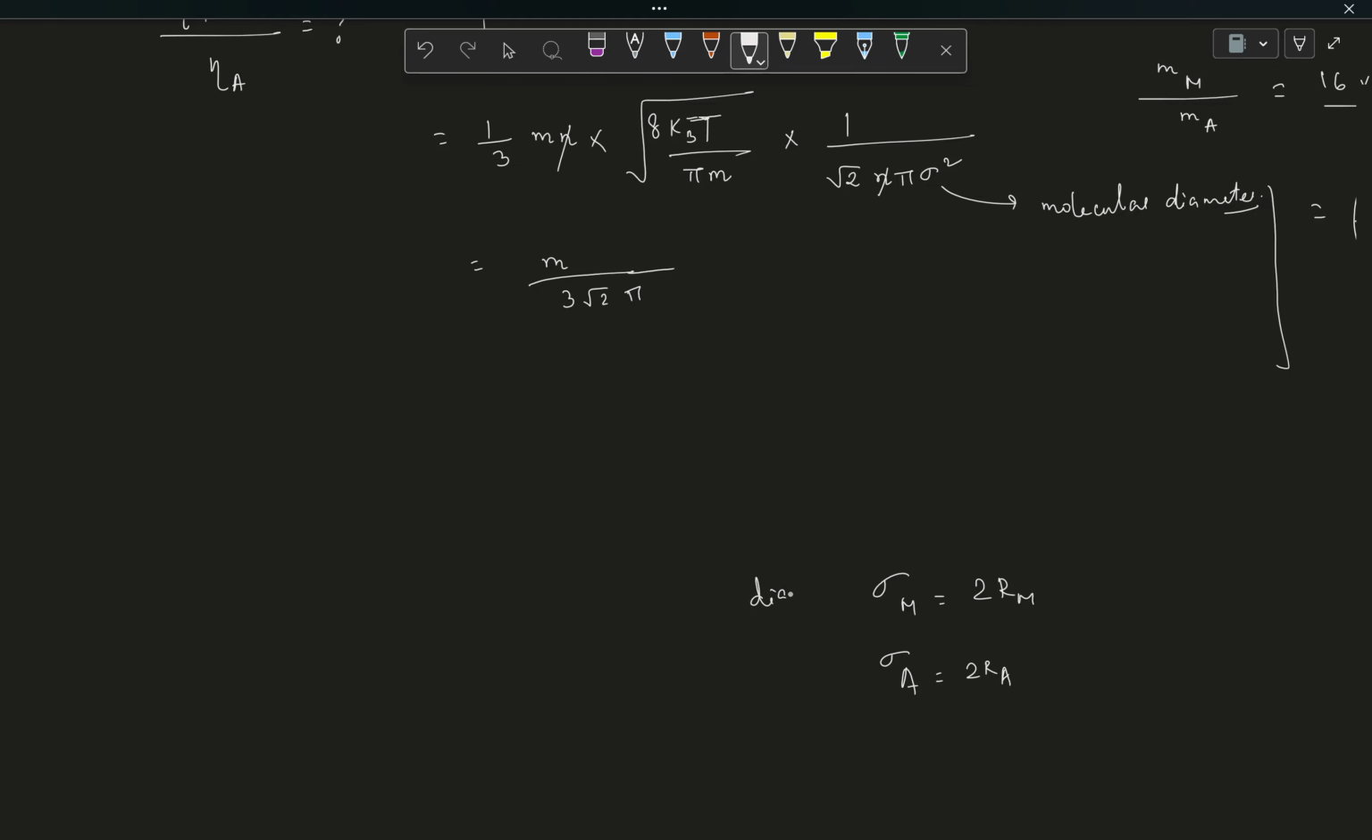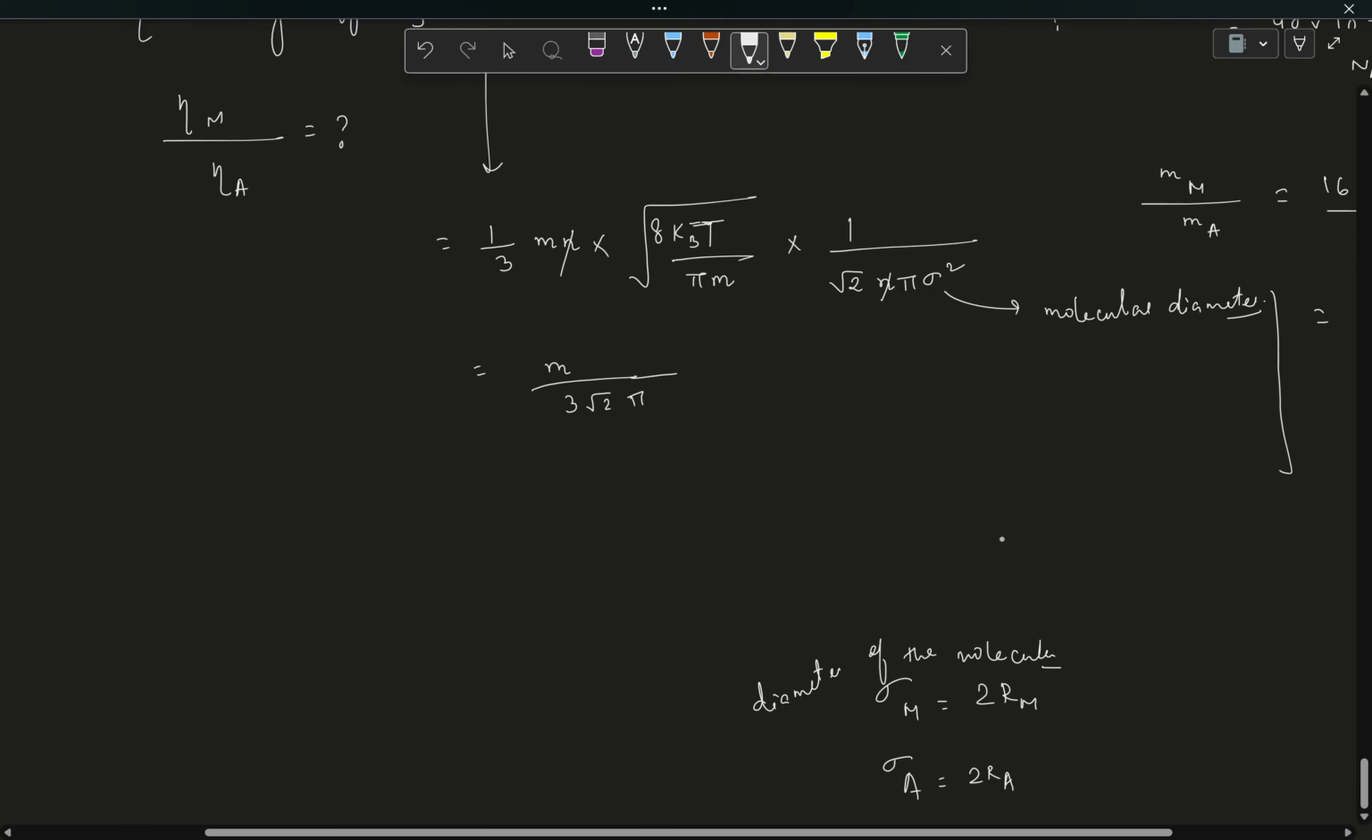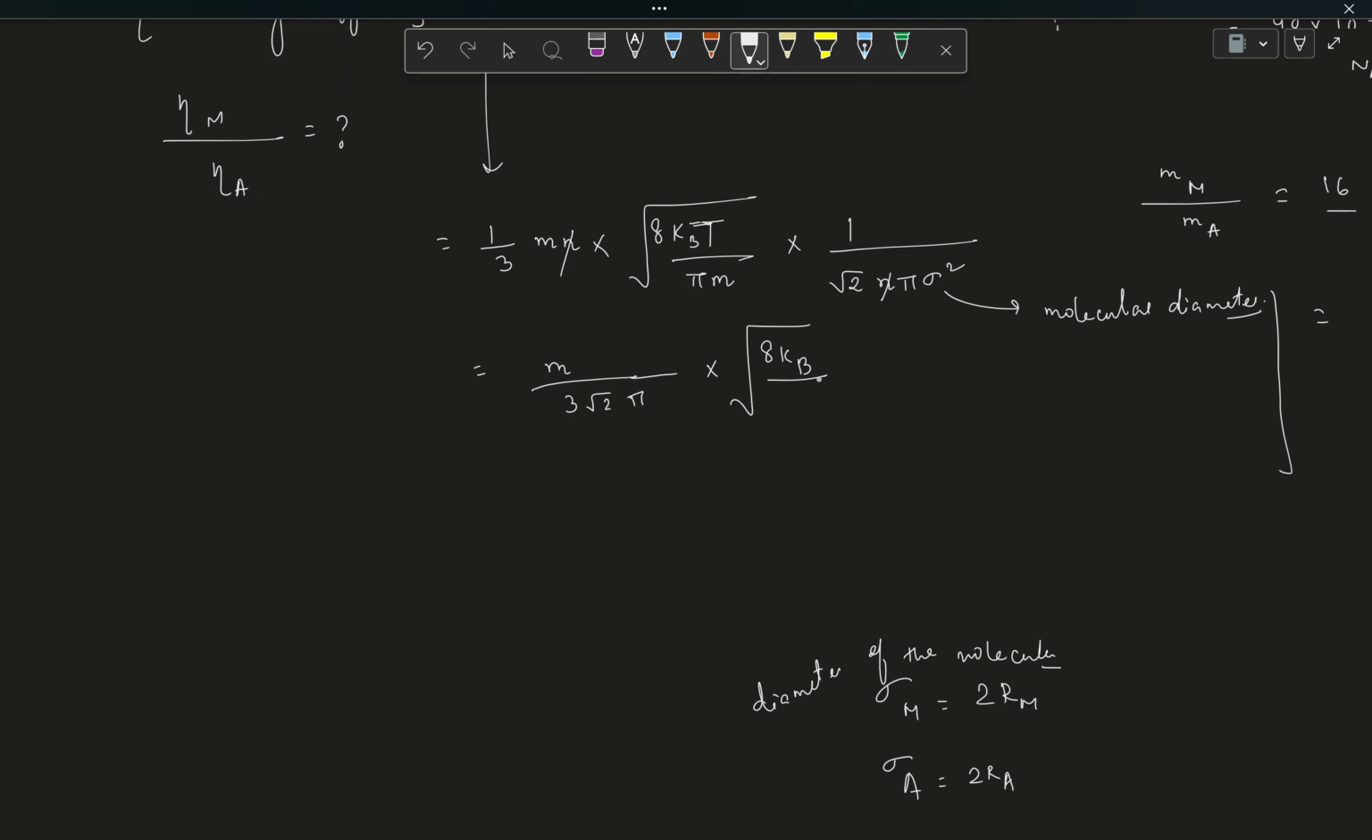This is the diameter of the two molecules, because you multiply the radius by 2 to get the diameter. And then what are the other terms? First let me separately write out the constant terms, which have nothing to do with the parameters.